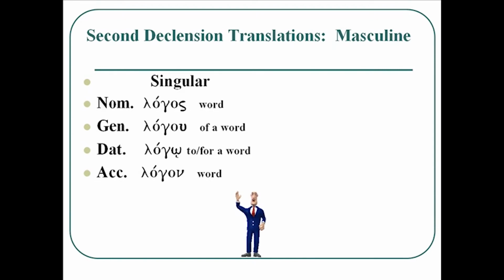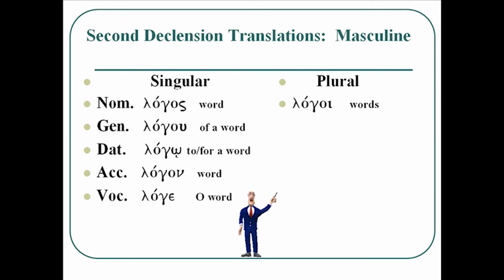The accusative form is logon, means a word, and it'll be the direct object of the verb. The vocative form is loga, and it means O word. For the plural, nominative is logoi, means words as a subject of the sentence. The genitive plural is logon, means of words. The dative plural is logois, and it means to or for words.